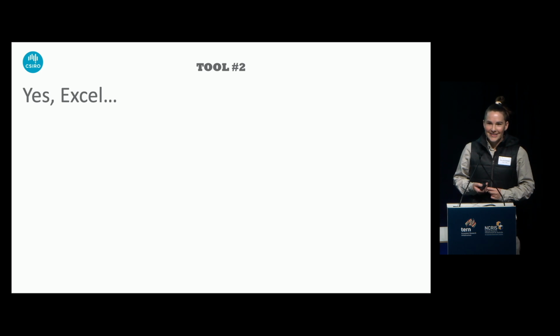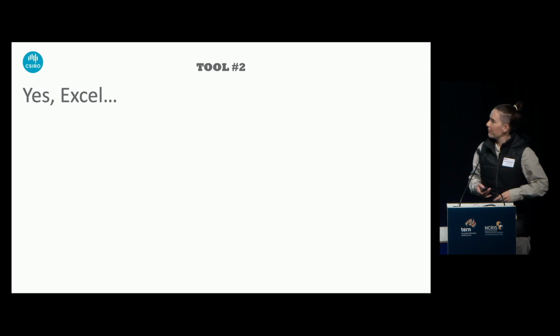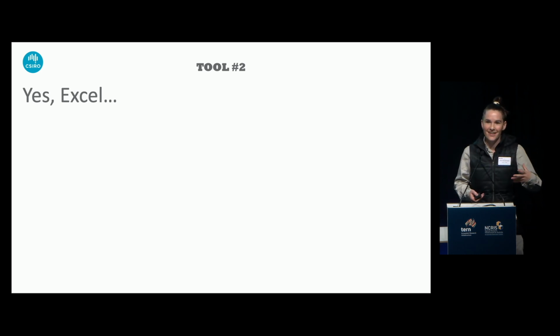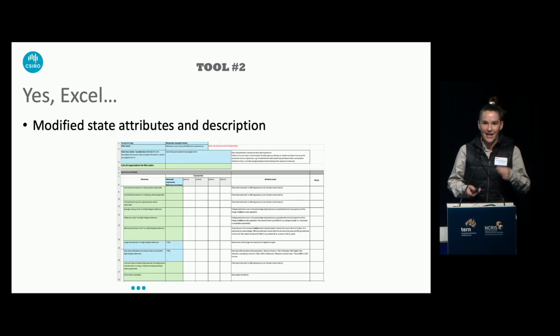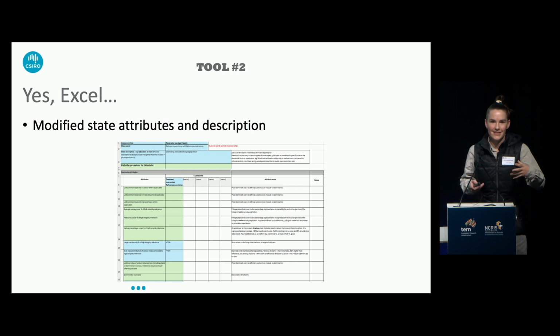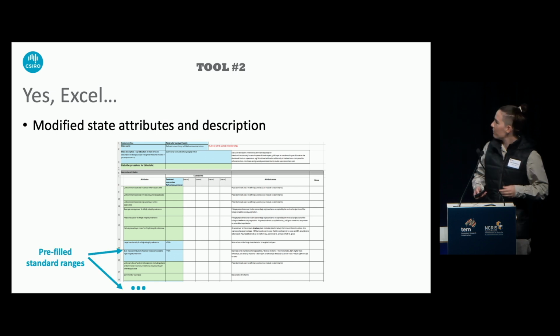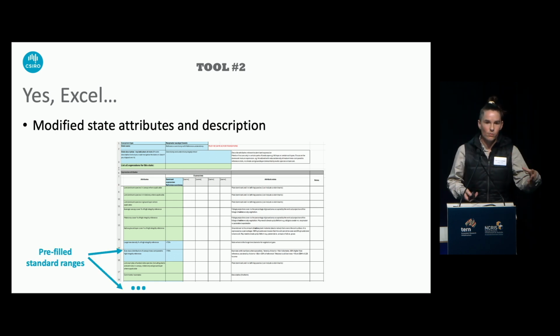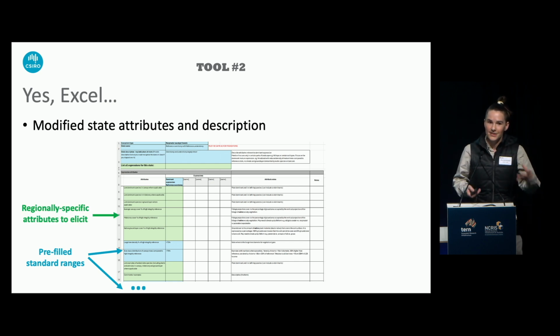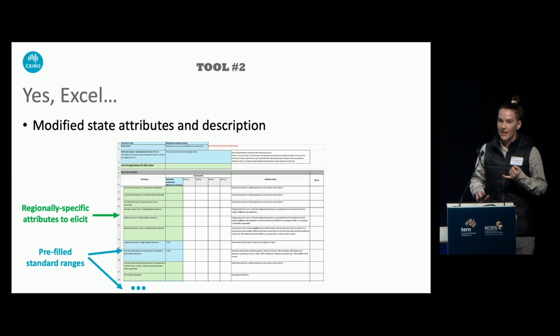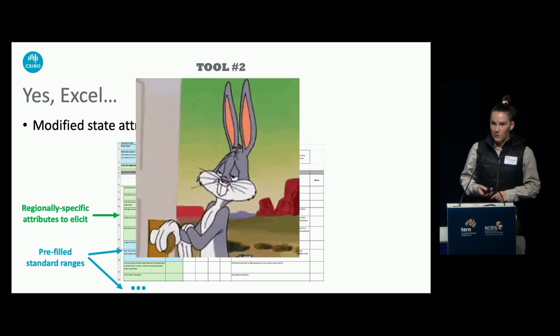Our next tool is, unfortunately, yes, Excel. We can't get away from it. So once the experts have decided on those modified states, we then ask them to quantify attributes related to each of those states. We have made it a bit easier. We've pre-filled standard ranges that come with those templates. And then we ask for some regionally specific attributes. So those might be your dominant species in your canopy, mid-story, ground layer, as well as vegetation cover in each of those layers. But I'll agree that that's pretty boring.